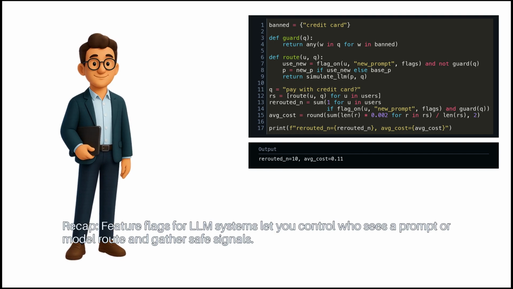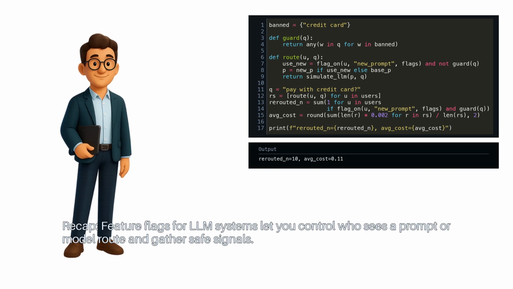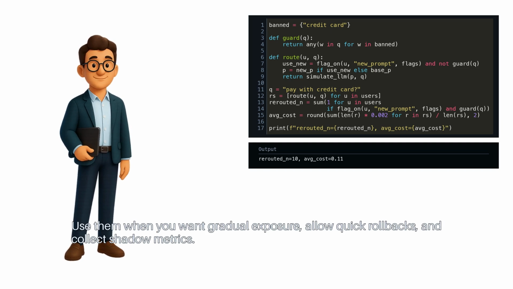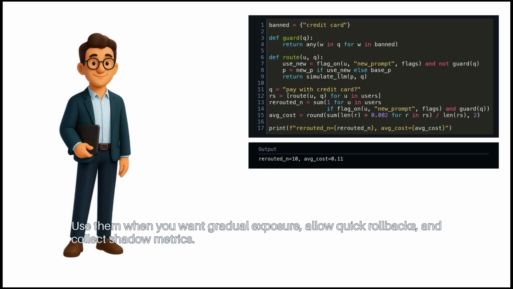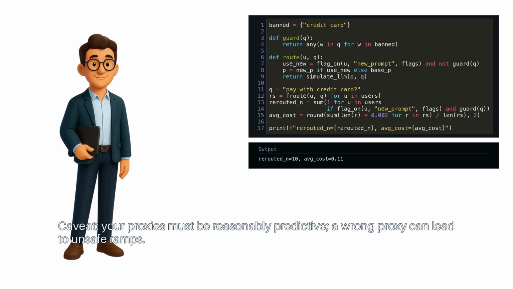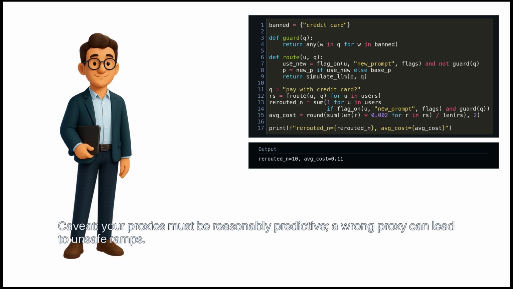Recap. Feature flags for LLM systems let you control who sees a prompt or model route and gather safe signals. Use them when you want gradual exposure, allow quick rollbacks, and collect shadow metrics. Caveat. Your proxies must be reasonably predictive. A wrong proxy can lead to unsafe ramps.